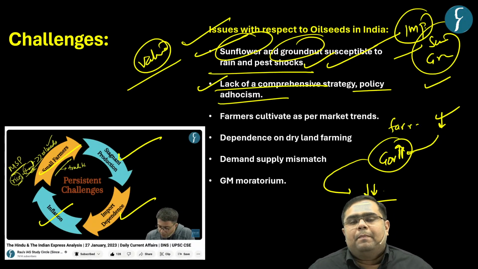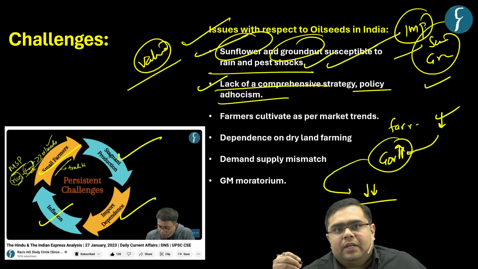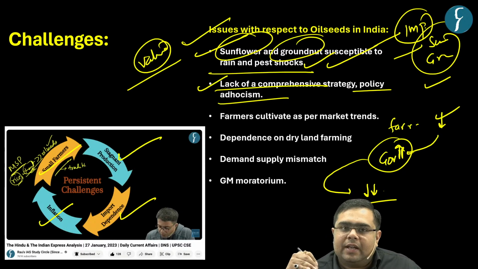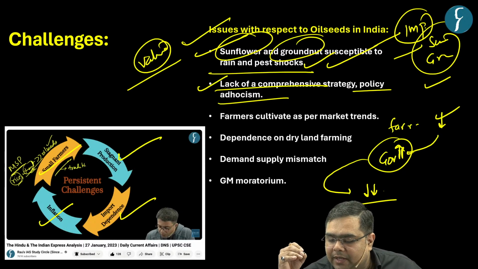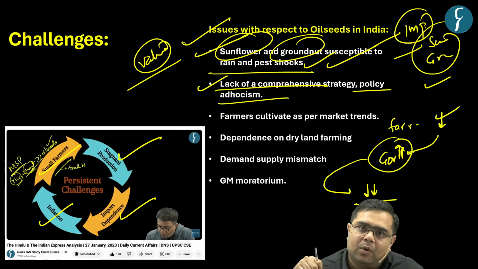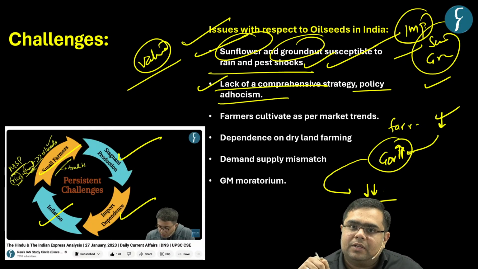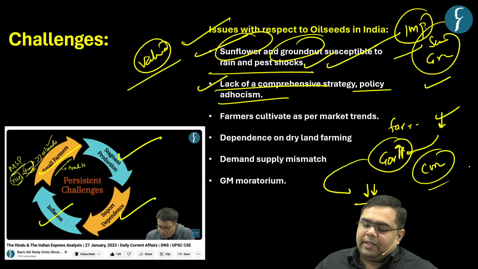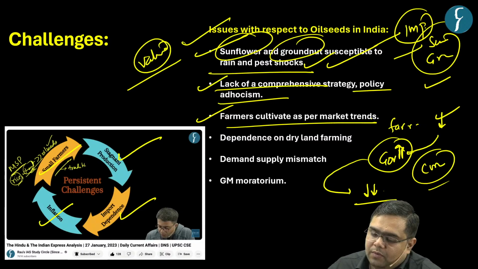When there is a boom, then also, because there is policy ad hocism when it comes to imports and a lack of planning on the government's part, the government still imports that particular amount of oil. So this leads to a reduction in prices, and once the prices are reduced, the farmer again gets disincentivized to produce further crops, right?